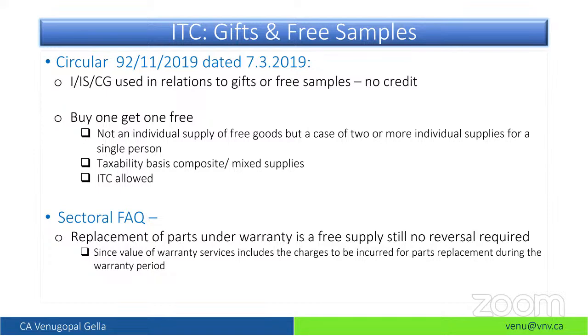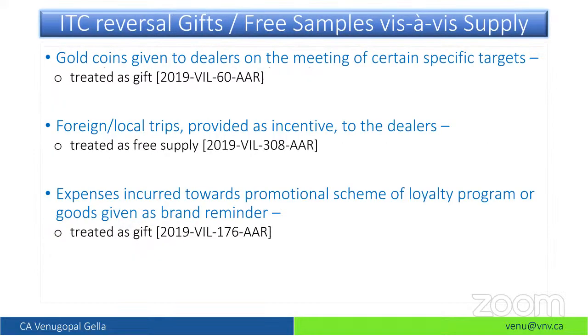Here the answer is, since you are bundling one product with the other, the price of the second product is included in the first product, hence the ITC is allowed. Same applies to the warranty. In case of a warranty replacement, where some products are given, the price of this warranty is included in the original price, so the credit is allowed.